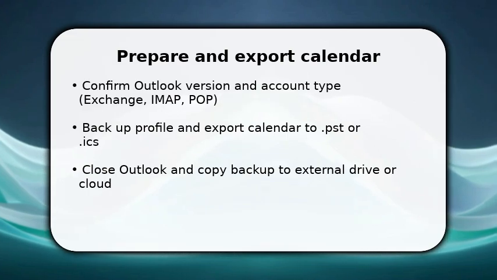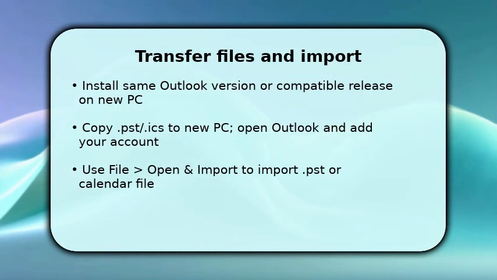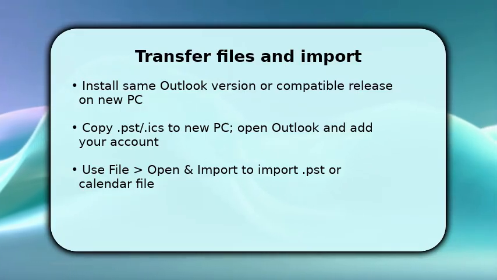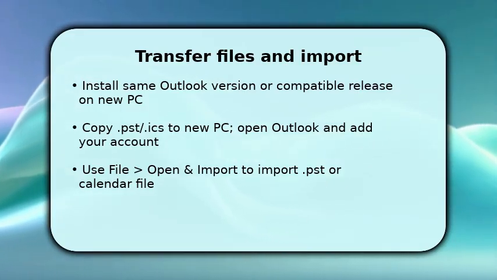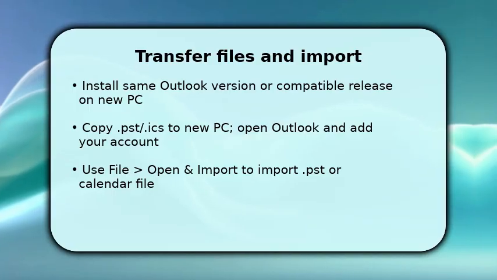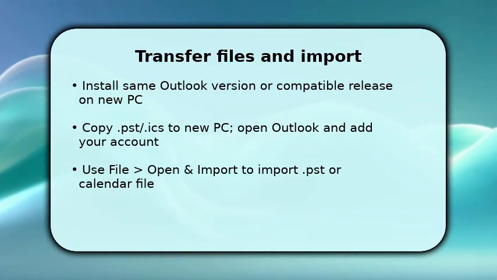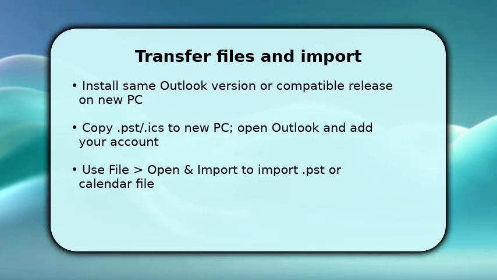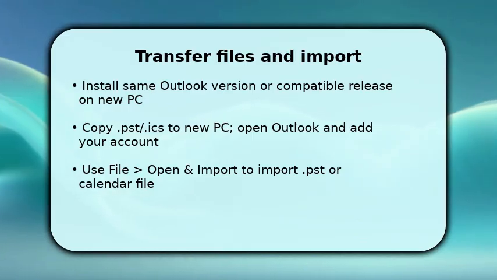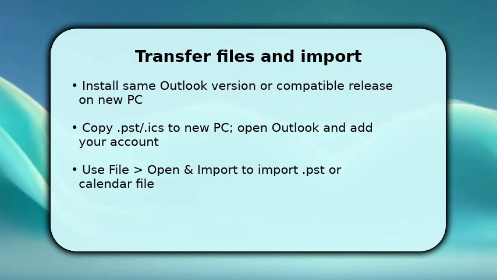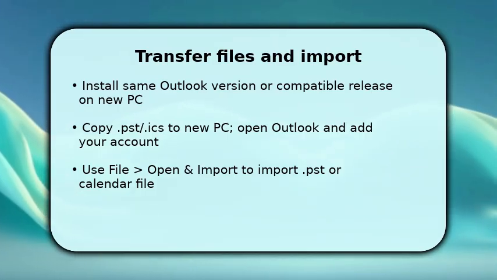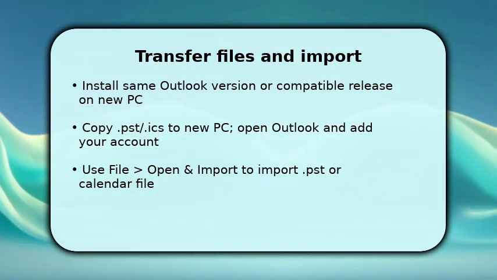You'll install the same Outlook version or a compatible release on the new computer to avoid compatibility issues. Next, copy the PST or ICS file from your drive or cloud to a local folder. Then open Outlook, add the same email account if needed, and go to File, Open and Import/Export. Choose Import from another program or file for PST, or import an iCalendar ICS file. Follow prompts to map folders and import.